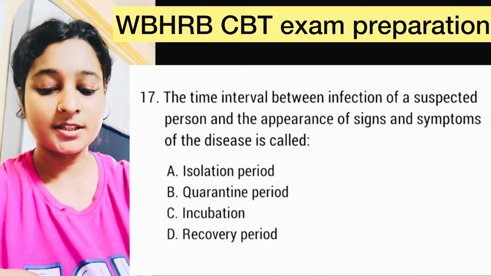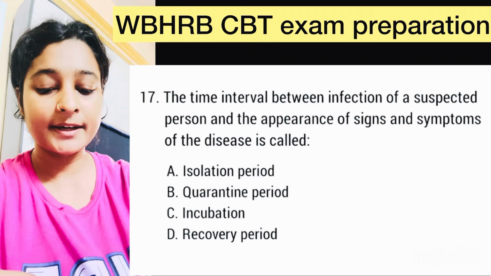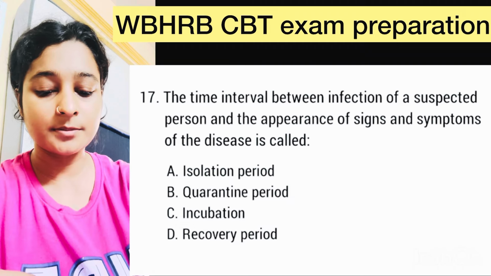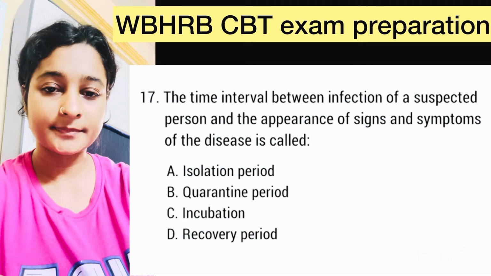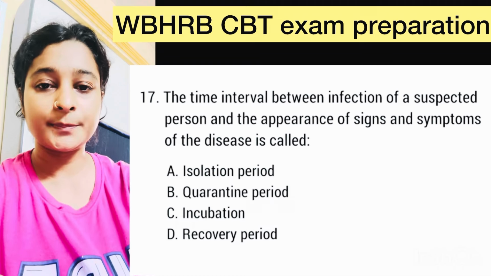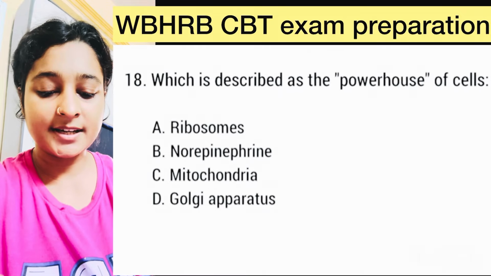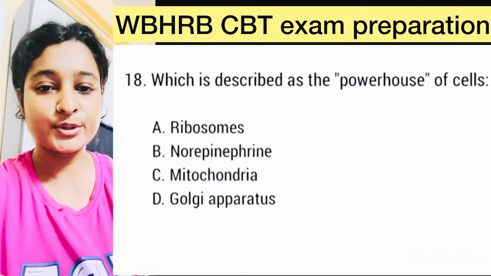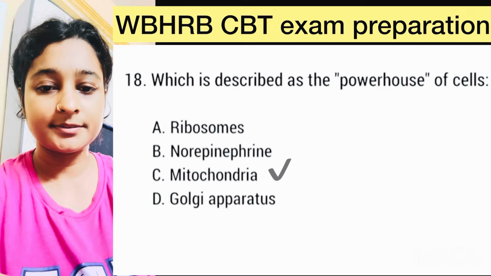Question number 17. The time interval between infection of a suspected person and the appearance of signs and symptoms of the disease is called. Here, right option is option C, incubation period. Question number 18. Which is described as the powerhouse of cell? Very easy question. Here, right option is option C, mitochondria.